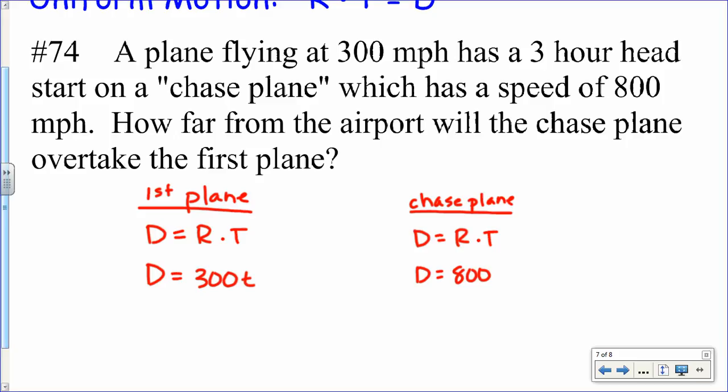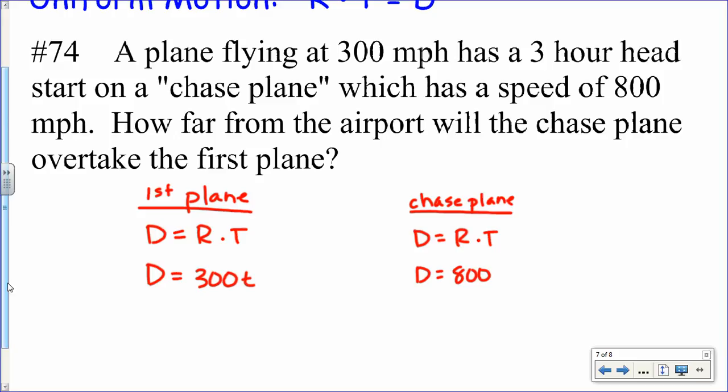So I want these variables to represent the same thing. I don't want this distance to be a different distance than this. And when it asks me how far from the airport will the chase plane overtake the first plane, that's when their distances are the same, right? That's when they would meet. They'd be the same distance from the airport. So this first D and this second D are the same. They represent the same distance. And I want this T to represent the same time.